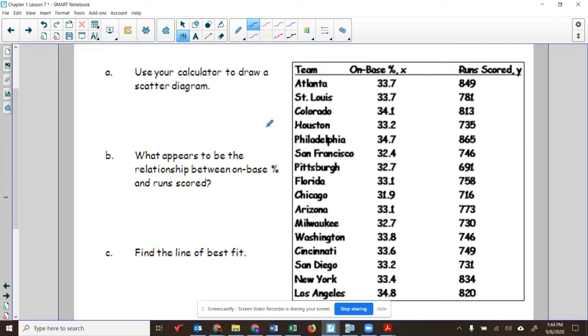So we've got, I just lost it, y. Y is equal to 49.19x, sorry, minus 870.94. Okay, that would be the equation.